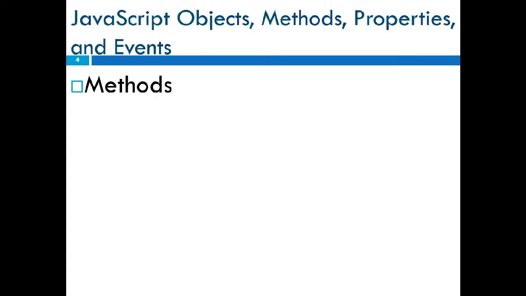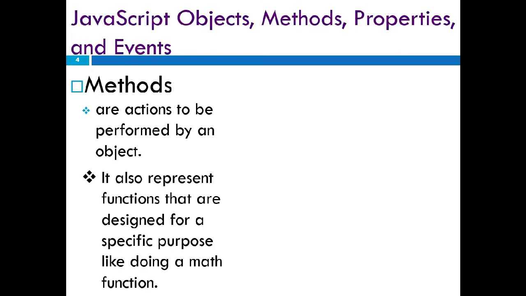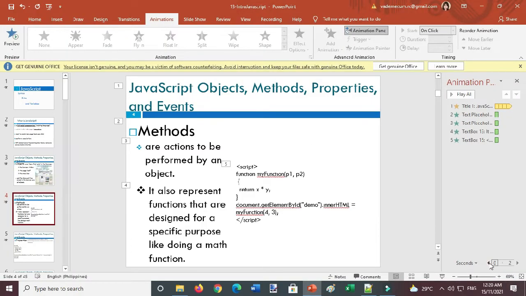Here in methods, these are actions to be performed by an object. It also represents functions that are designed for a specific purpose, like doing a math function. As you can see here in the example, we have a math function that is represented by two variables, which are x and y.